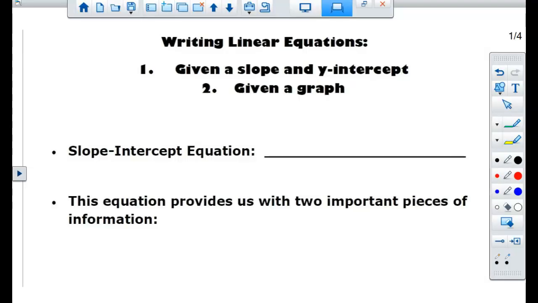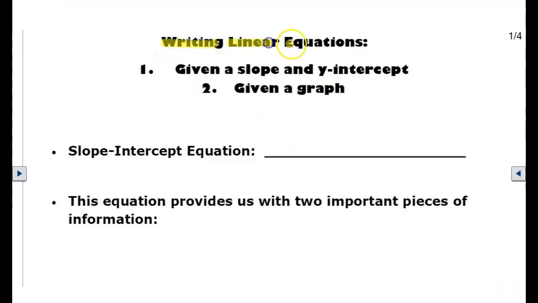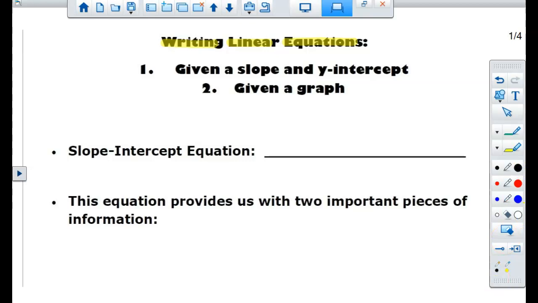All right, folks, next up for us is a little unit on writing linear equations. We're going to be working on this for the next 2 or 3 days actually. You'll notice today you are going to do two kinds of problems. You are going to write a linear equation given a slope and a y-intercept, which are terms you should already be familiar with, and then given a graph. So those are the two kinds of problems we're going to see today.